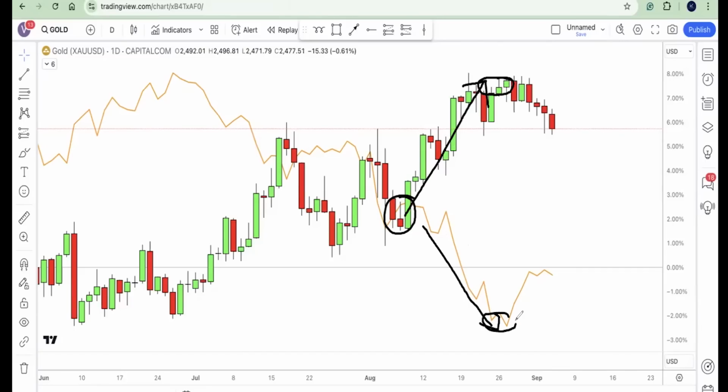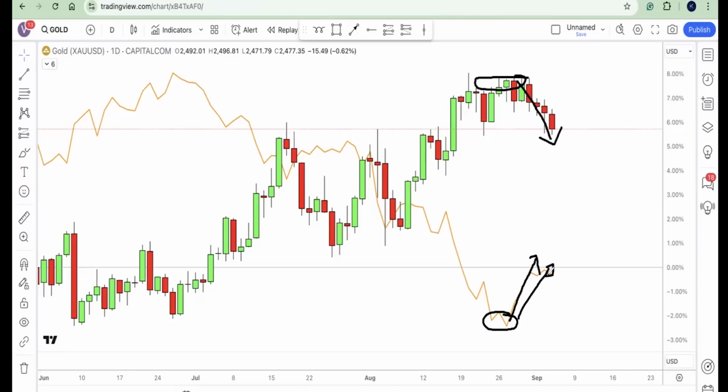Somewhere here you can see that the US dollar started making consolidation and the US dollar index started going up now. At the same time, can you see what's happening with gold? You can see that now the gold price is coming down. Gold price is coming down and the US dollar index is going up. So that is what is known as the inverse relationship.